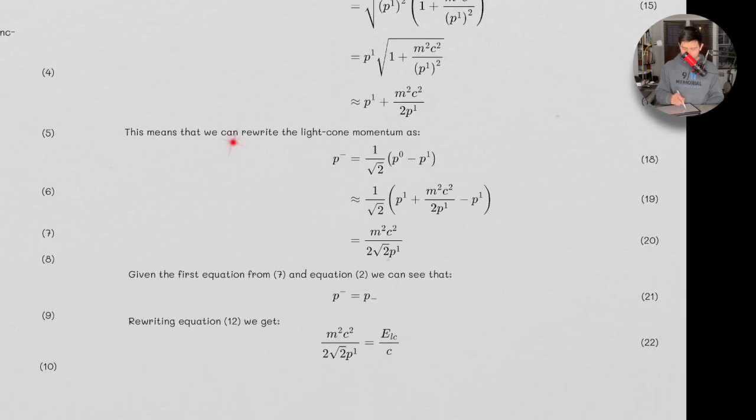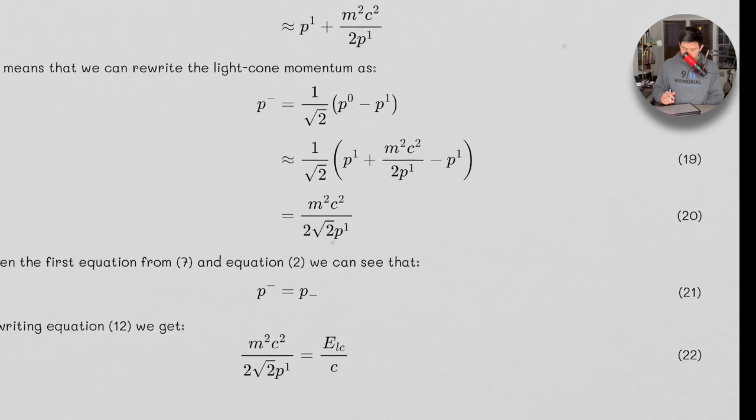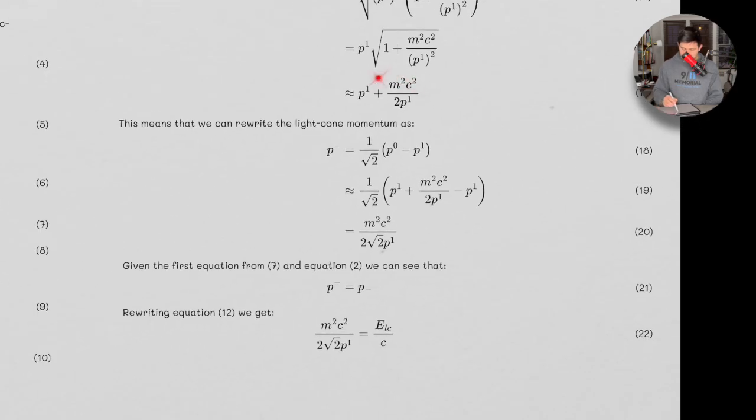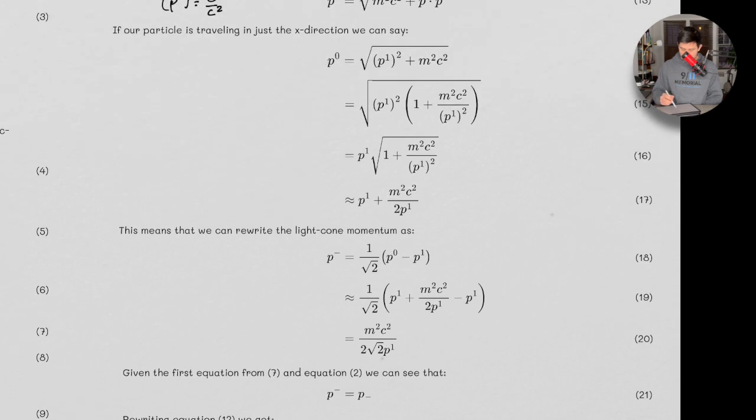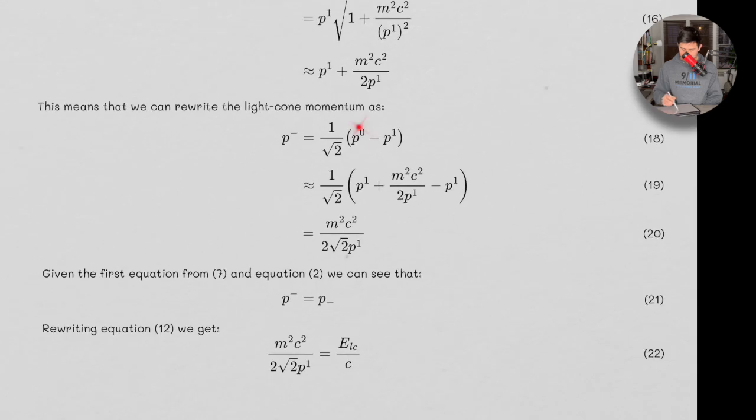So this means that we can rewrite the light cone momentum as, so this is what our light cone momentum was. And so we have this, which is P0, okay? So we put in for P0 this right here. We can see P1 cancels out with P1, all right? And then we get this guy right here. So this is 1 over root 2 m squared c squared over 2 P1.